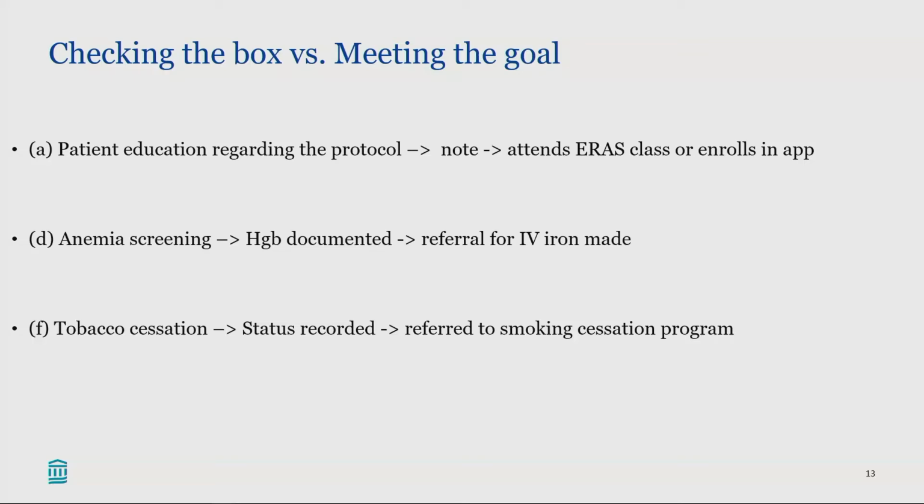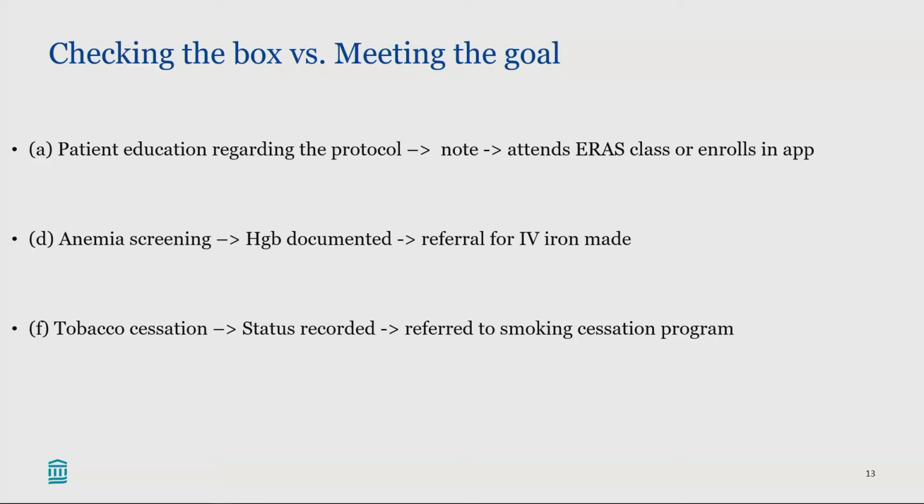So these are 3 elements I pulled off from the recovery checklist that we heard about earlier. Patient education regarding the ERAS protocol. There are 2 ways to do that. You have a pre-populated sentence at the bottom of your H&P that says patient was educated about enhanced recovery, versus do you actually have some demonstration that the patient attended a preoperative class or enrolled in an app if you use a patient-facing app. Again, it's a passive versus an active compliance.